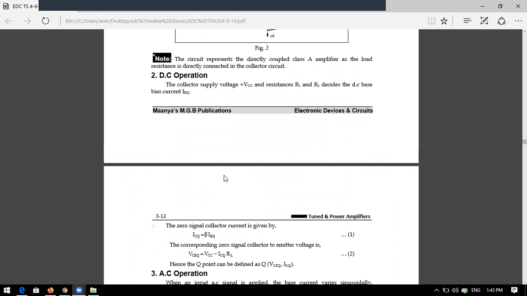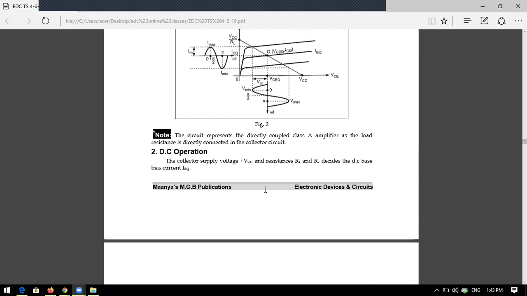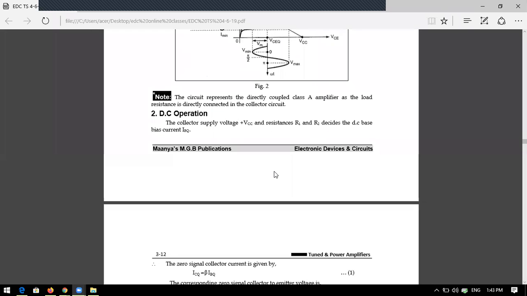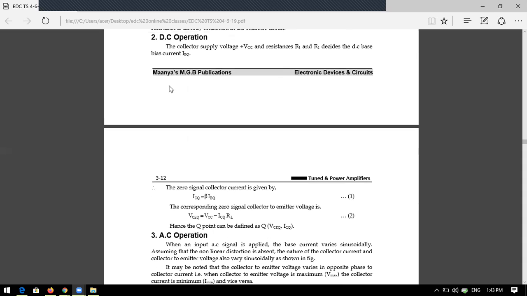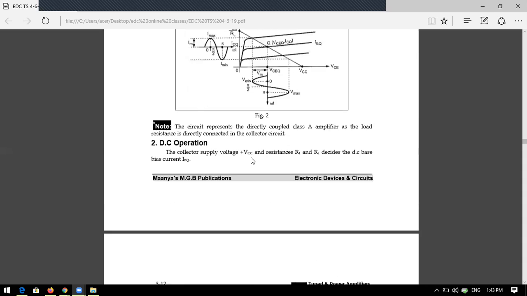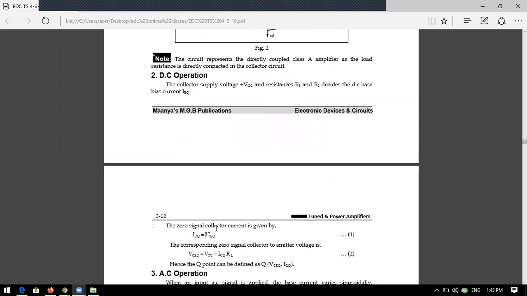This is the DC operation. What is DC operation? VCC is applied to the circuit without an input signal, that is, without AC. The AC signal is zero and you connect only VCC. That is called DC operation, and from that you get the DC load line characteristics.